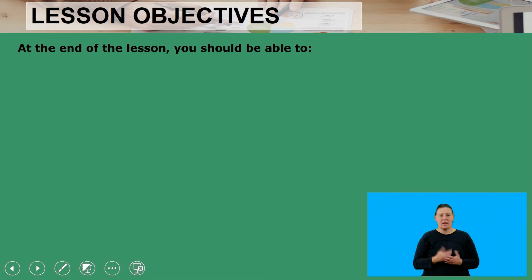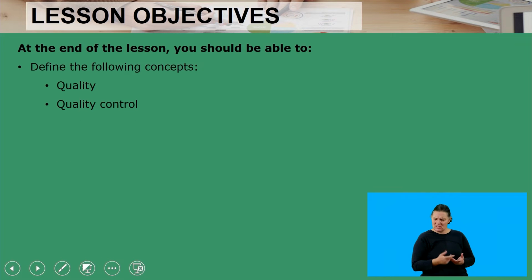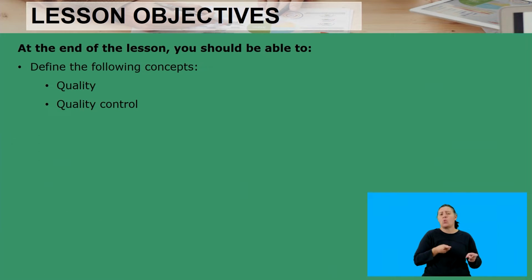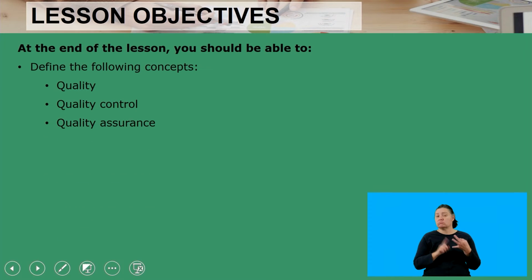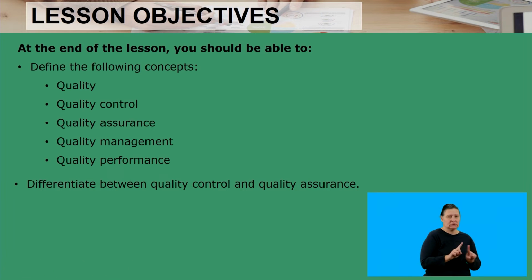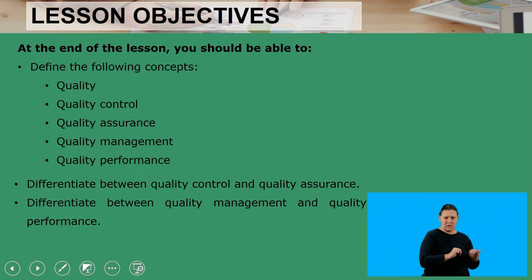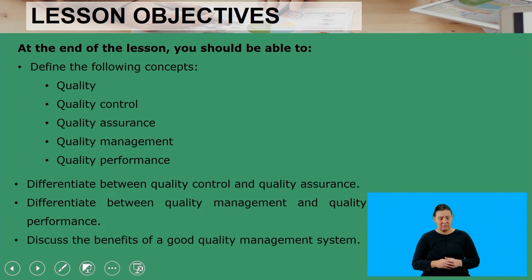Lesson objectives. By the end of this lesson, you should be able to define the following concepts. The first one is quality. What do we mean by the term quality? You should know that. We will further look into the term quality control, to say what do we mean by that. Then we will also look into quality assurance and quality management. Then we will look into quality performance. Then what follows is the difference between quality control and quality assurance. Then we also look into differentiating between quality management and quality performance. Thereafter, we discuss the benefits of a good quality management system.